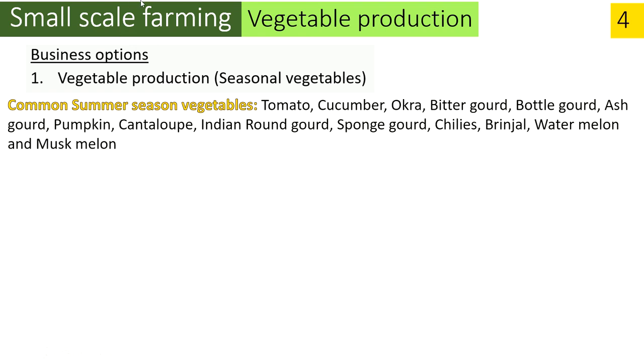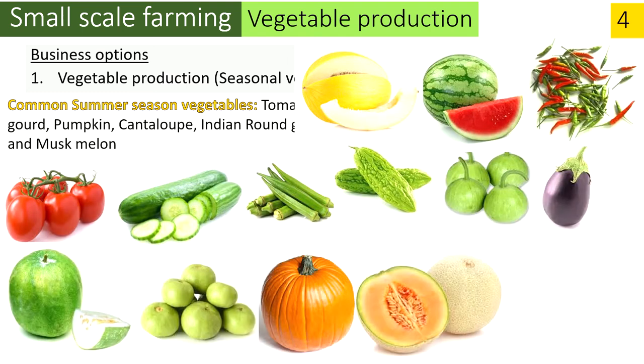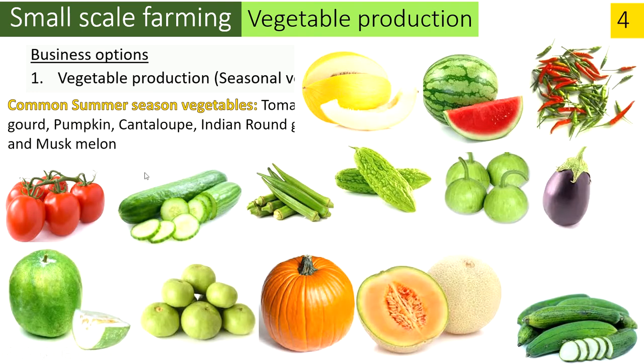I hope you can understand it by pausing this video, and these are the pictures of those. I think you all know these very well. If you don't know, let me know. This is cantaloupe, this one is pumpkin, and this one is ash gourd, and this one is watermelon, muskmelon, and I hope all of you know the other ones. This is bitter gourd, as we all know.